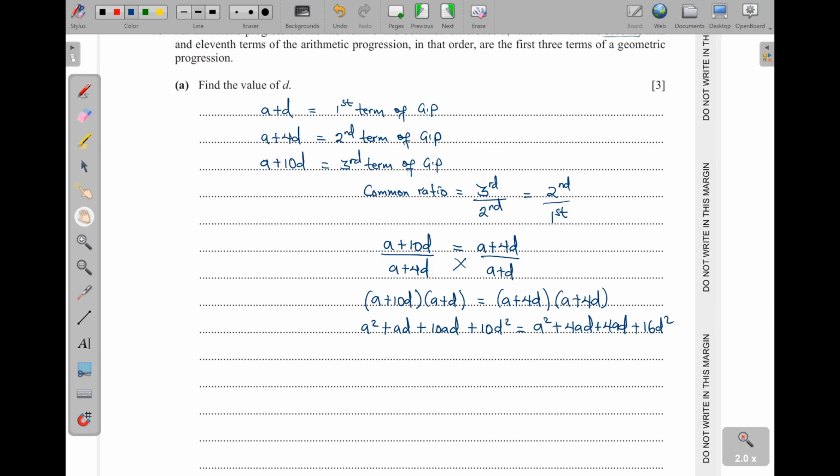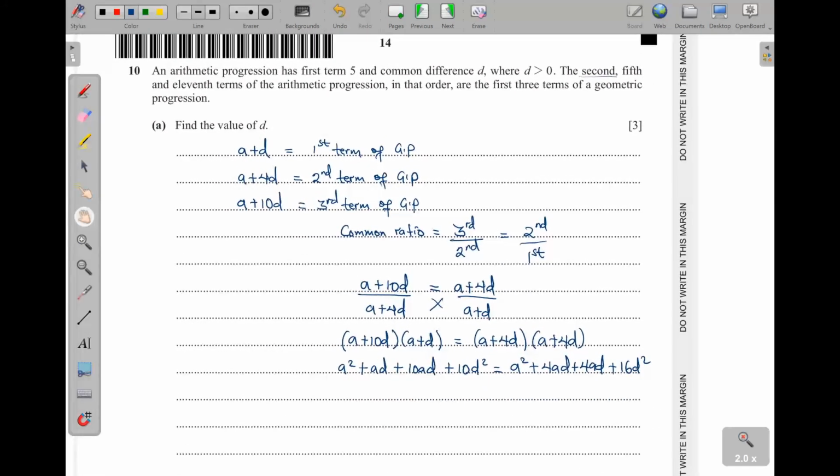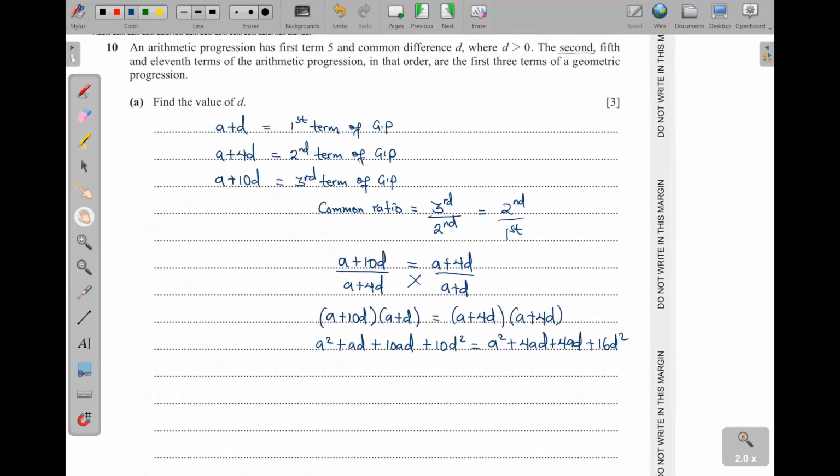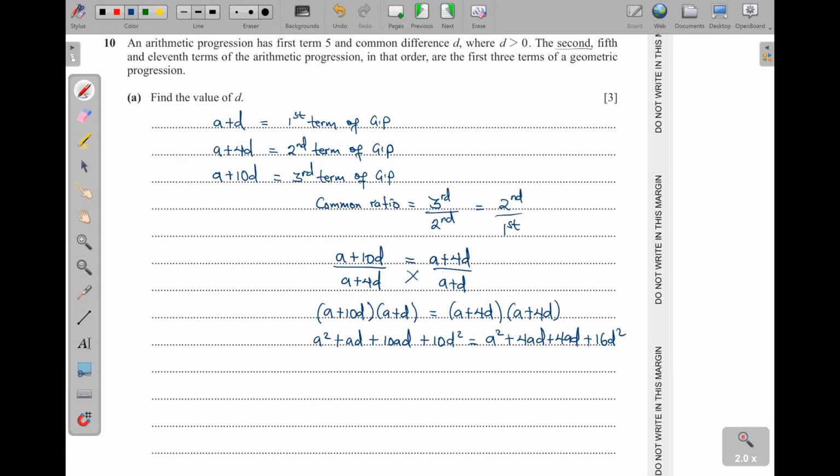We were told that the first term of the AP is 5, so everywhere there is a, I can put a 5. So I'll have here 25. Our a is equal to 5. 25, then plus 5d, plus 5 times 10, that is 50d, then 10d squared, which is equal to 25, then plus 8ad. So 8 times 5, that is 40d, then plus 16d squared. Automatically, this 25 will cancel with this one here.